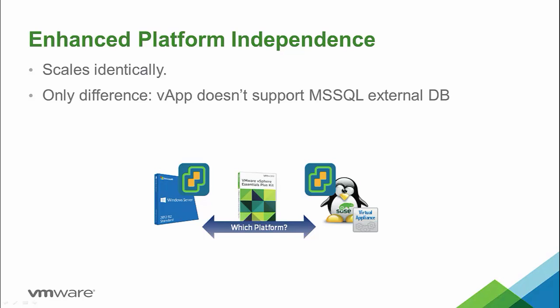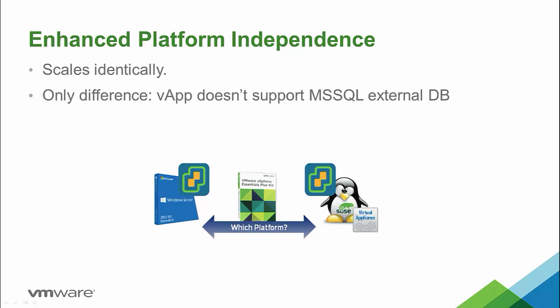Platform independence has also been enhanced for vSphere 6. Now, as an example, you can have the VApp management node in linked mode with a Windows installed management node. They also both scale identically, so there are no differences in what they can do or they cannot do. There is only one difference, and it's listed there, and it is that the VApp doesn't support Microsoft SQL external databases. At present, it only supports the embedded vPostgres database and Oracle.